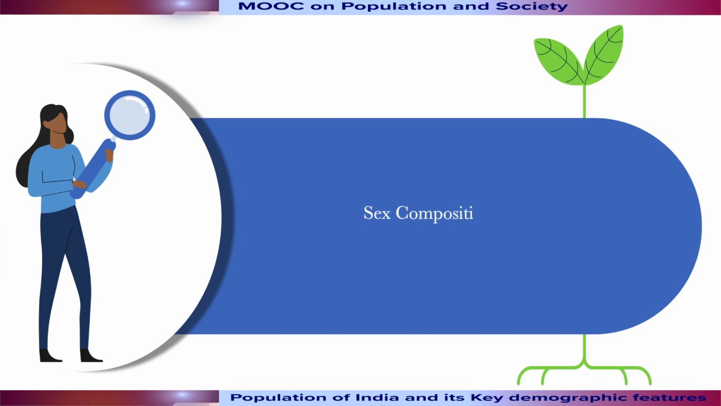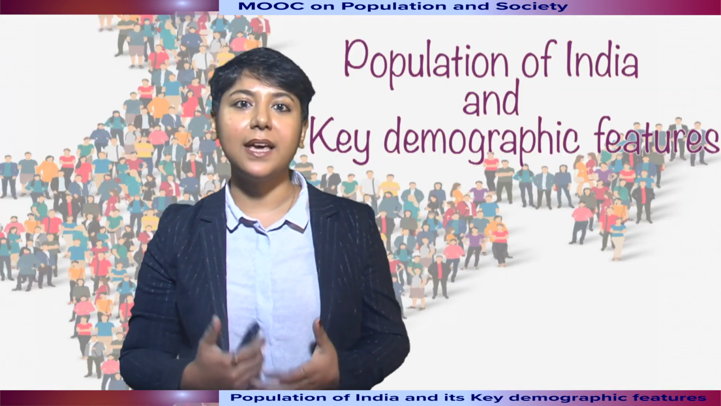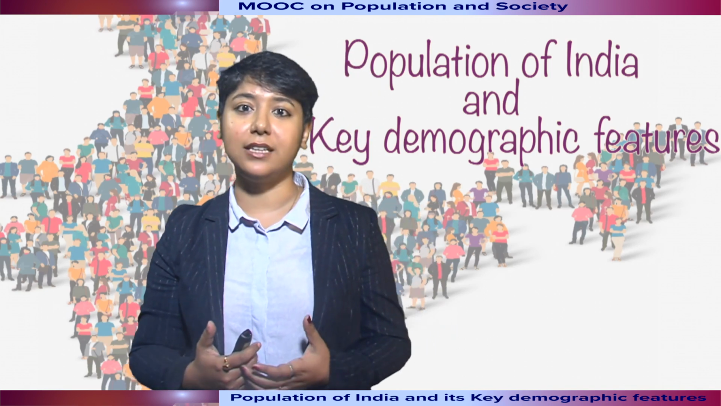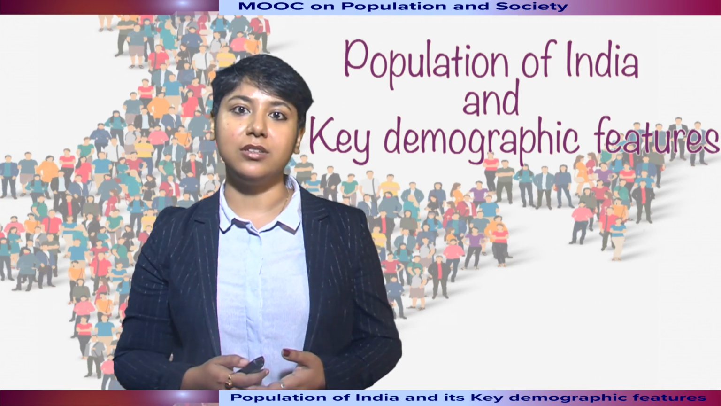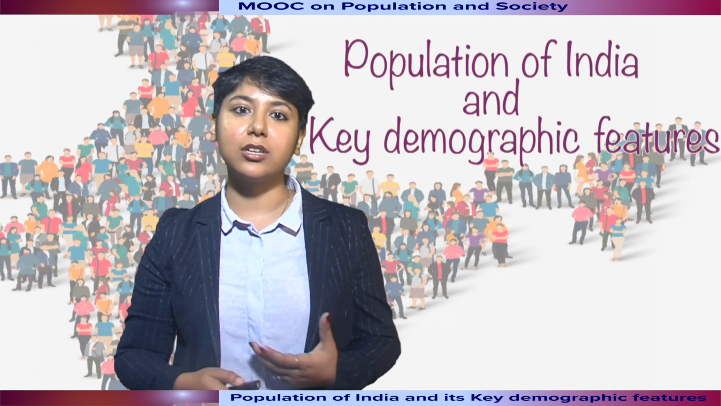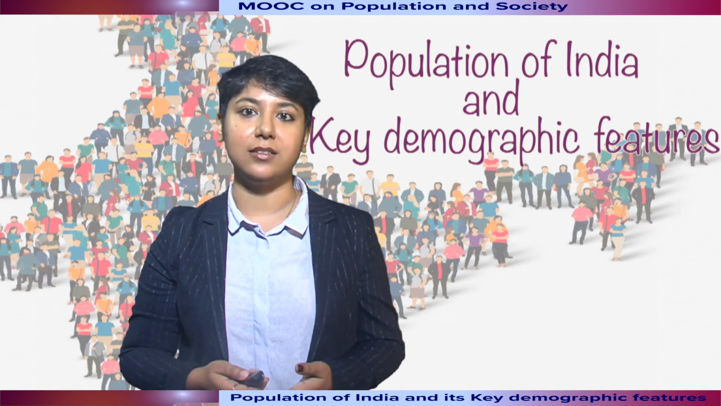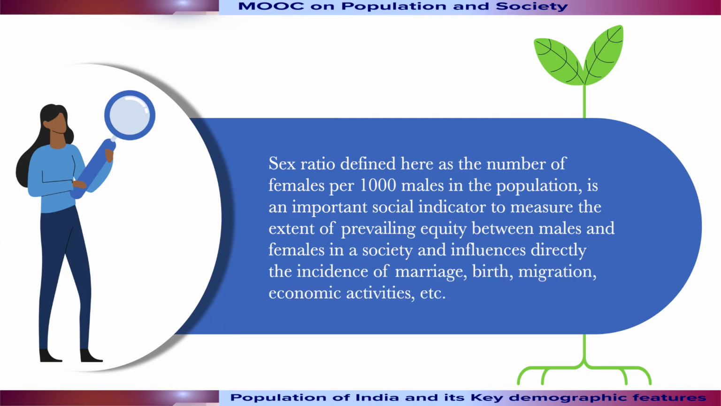Next, we come to the sex composition of the human population. It is one of the basic demographic characteristics which is extremely vital for any meaningful demographic analysis. Changes in sex composition largely reflect the underlying socio-economic and cultural patterns of a society in different ways. Sex ratio is defined here as the number of females per 1,000 males in the population, and it is an important social indicator to measure the extent of prevailing equity between males and females in a society, and it also influences the incidence of marriage, birth, migration, and also the extent of economic activities.